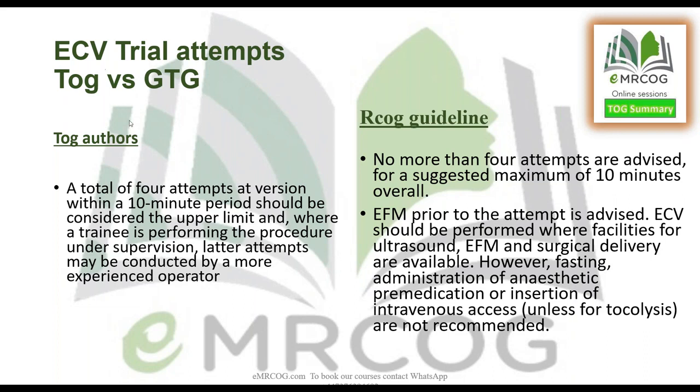What is the difference in the TUG article? In the TUG article, they discuss that there could be up to 4 attempts at version within a 10 minute period, and this should be considered the upper limit. Where a trainee is performing the procedure under supervision, later attempts may be conducted by a more experienced operator. So the TUG article suggests that 4 attempts of ECV, and even more, can be done only by an experienced operator. This is what came in the TUG article.